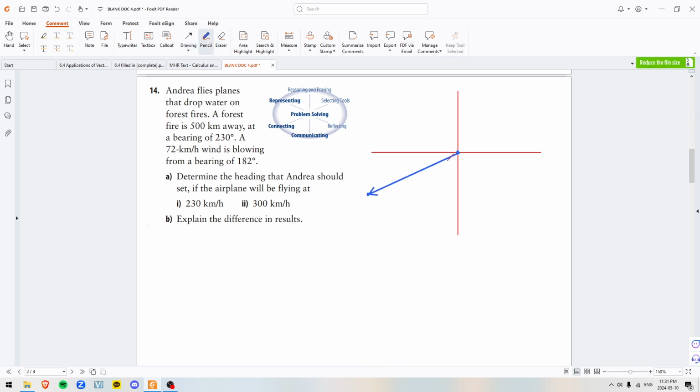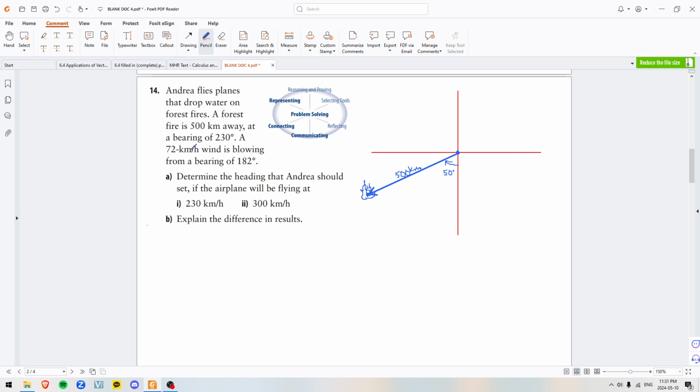I have this bearing to be 50 degrees, and this distance is 500 kilometers. And here is a fire. Okay, that's the best I got.